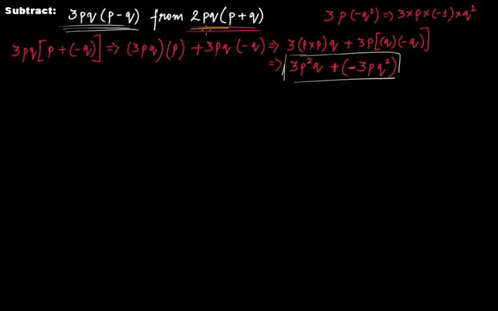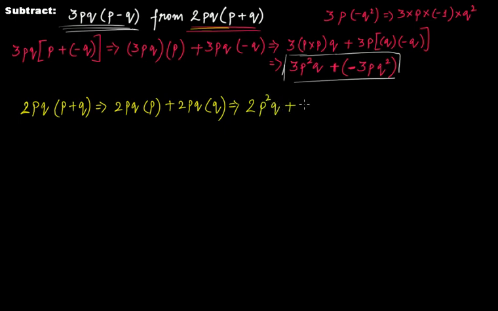Now let's look at this second one. This is 2pq, and then this is p plus q. Multiply this, 2pq multiplied by p, then plus sign here, 2pq multiplied by q. You will get 2p squared q plus 2pq squared, right? P and p, q and q. So you have got another expression, the simplified form of this one. Now you have to subtract 2 from 1.